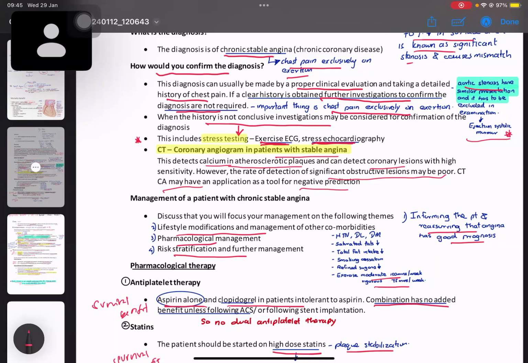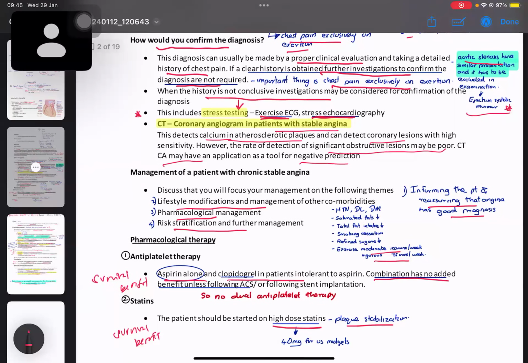And if you are telling the incomplete answer, they will be asking more and more questions to try to make you tell the complete answer. So it's mere time waste, and you can't score more marks in your cases and vivas. So at the beginning, practice telling complete answers. So okay, the exercise ECG and stress echo is enough.